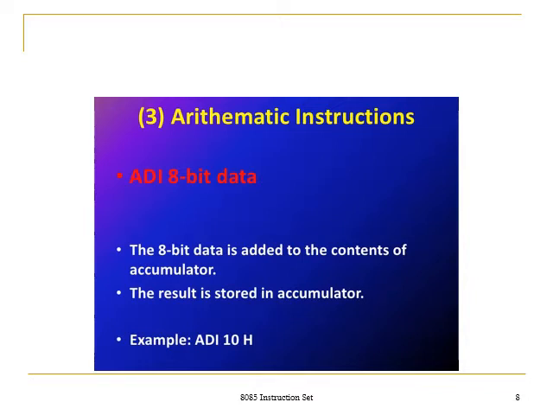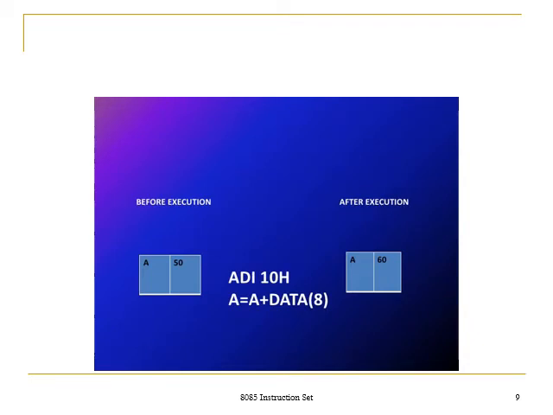Let us see an example. The example we are going to see for this add immediate instruction is ADI with the 8-bit data given here, which is 10H. So this immediate data 10 is added with the accumulator content, right? So 50 plus 10, 60. After execution of this instruction, 60 is loaded in the accumulator.